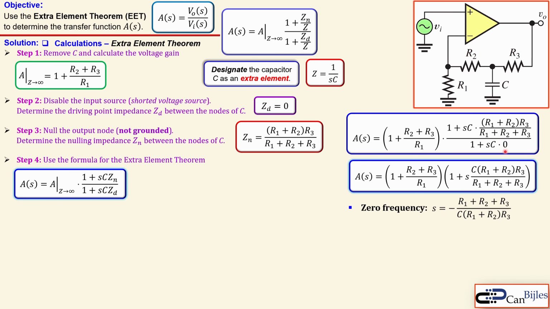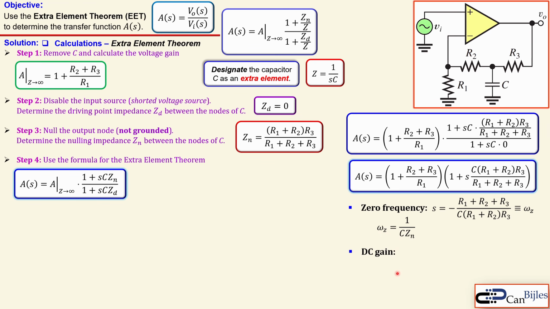So you get here 1 over that, which is the flipping of this fraction, so R1 plus R2 plus R3 divided by this part. And that is now defined as the omega z, which is our zero frequency. But the more convenient way to write down the zero frequency is like so, 1 over C times Zn, which is our nulling impedance, which is shown here. And this is actually much better to write down, so you can also calculate your zero frequency much faster.